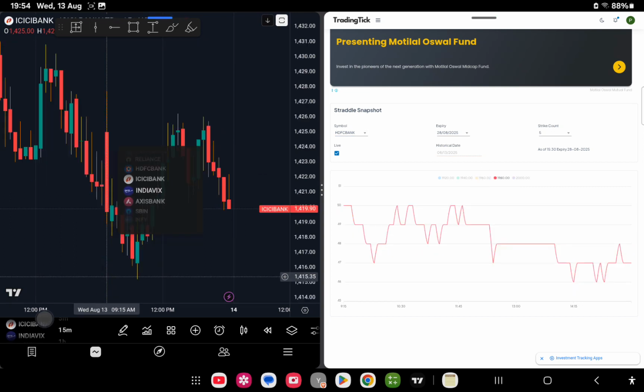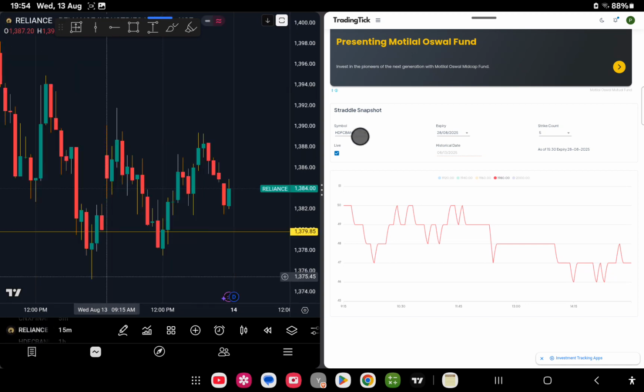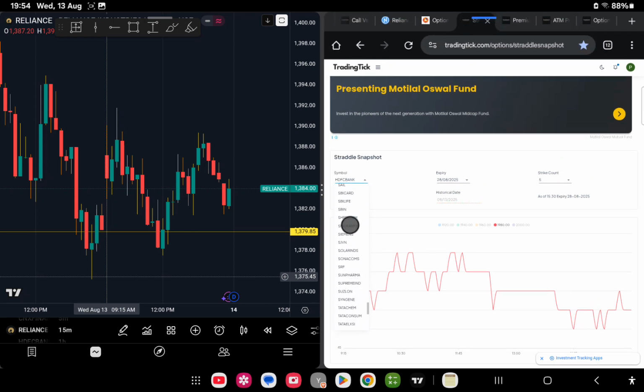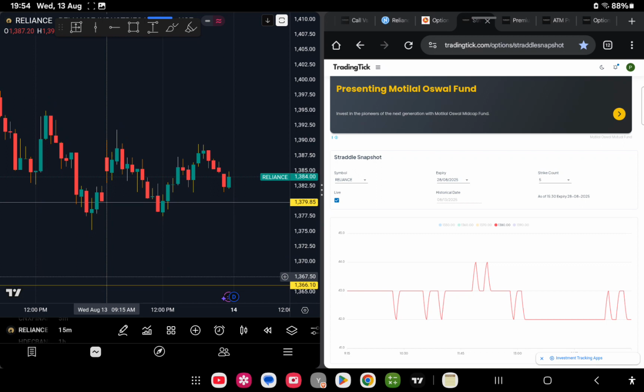Now we'll come back to Reliance again. Okay, so now Reliance is available. Let me check Reliance. So when you check Reliance, open was 80. Again, this is a profitable trade.